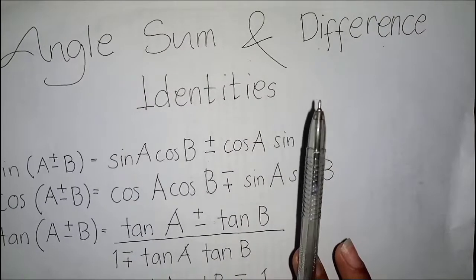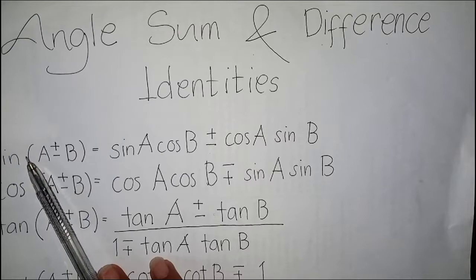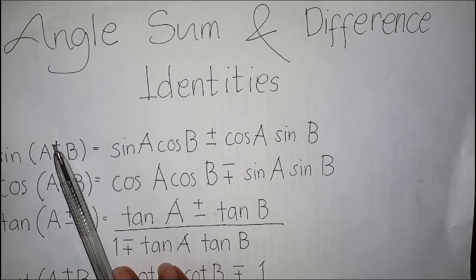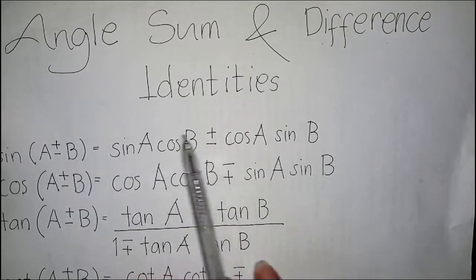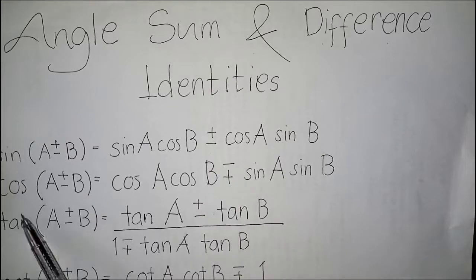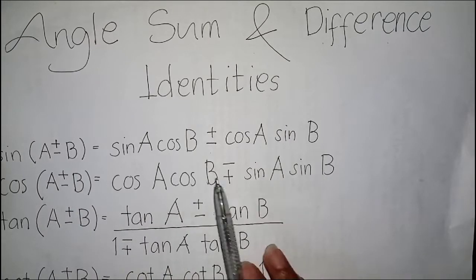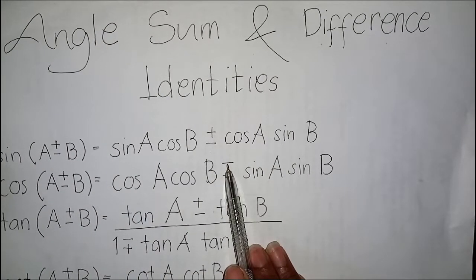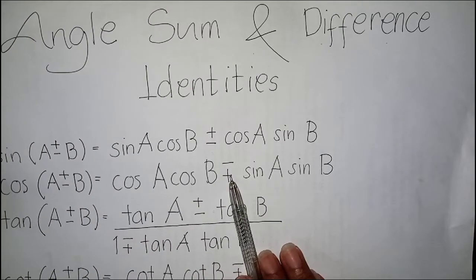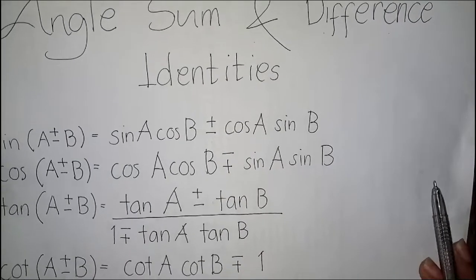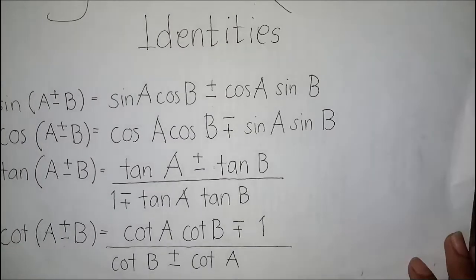So, para madali ninyong ma-understand ang ating formula, pag sine ang gamit, kung ang given ay positive, positive din ang gamit mo kapag nag-solve ka na. Kung negative ang given, negative din ang gamitin mo. Sa cosine, pag positive ang given, ang gagamitin mong sign ay negative. Kung negative naman ang given, positive ang ating gagamitin. So, simple lang yan. Just analyze and understand the formula.